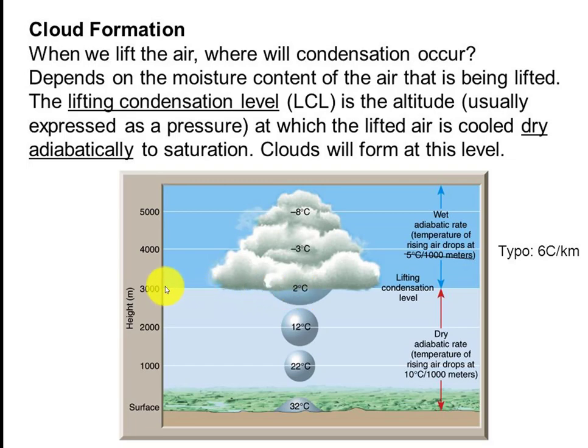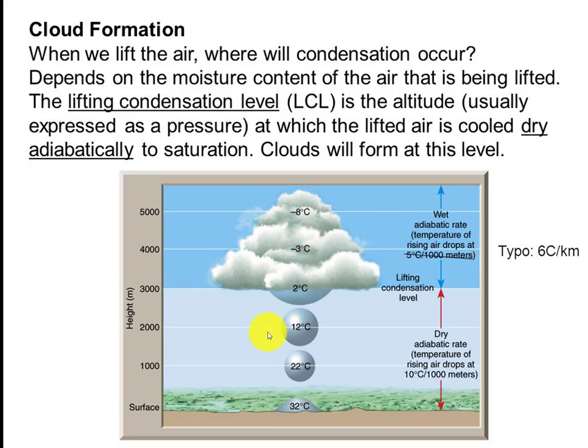Something happens at 3,000 meters, and that's because it's the lifting condensation level, and now the rate of change is actually 6 degrees Celsius per kilometer. And so in the diagram and your lab, you're using different rates. So this one uses 5. So 2 minus 5 is minus 3. And then minus 3 minus 5 is a minus 8.